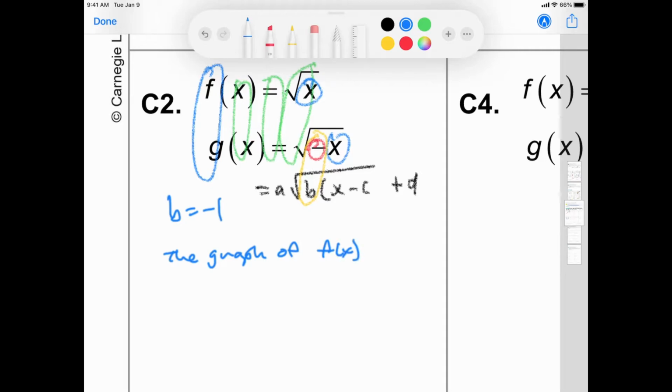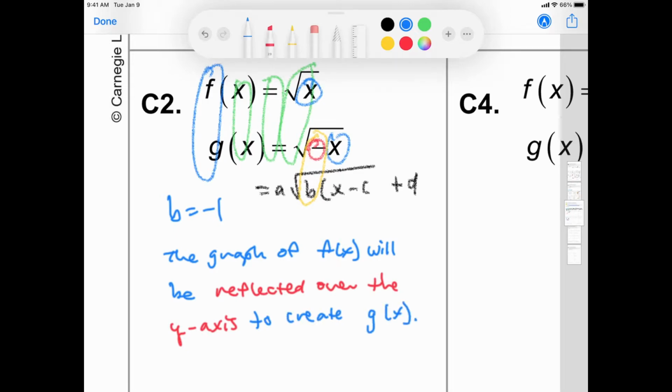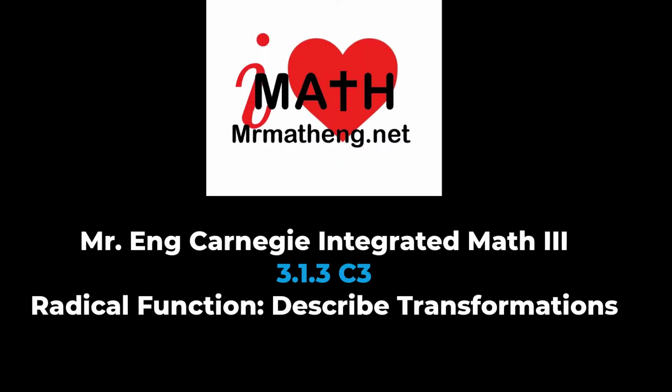of f of x will be reflected over the, remember the negative sign is on the inside of the radical, that's the y-axis, to create g of x. So the big idea is, what I notice is that b is -1, and the characteristic I put in words is that it's reflected over the y-axis.